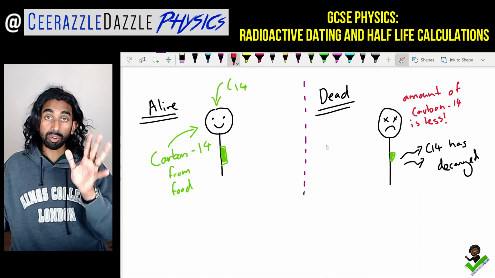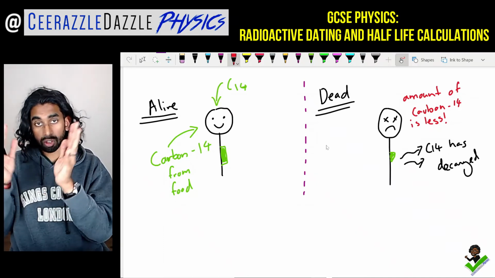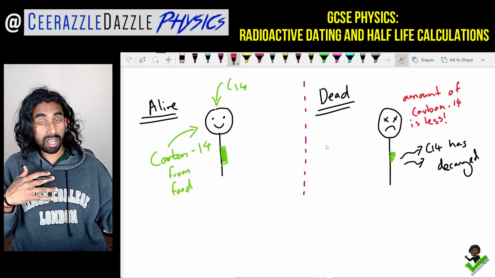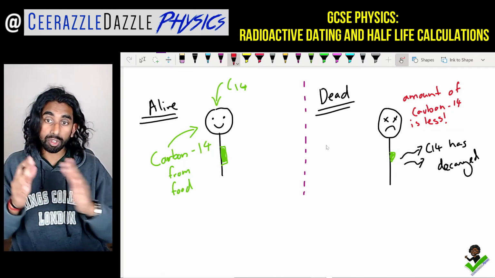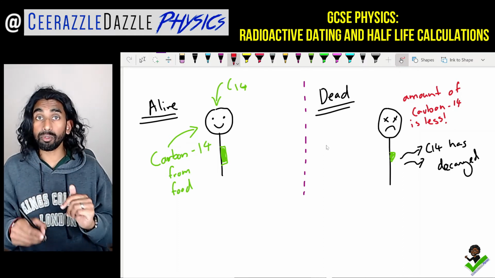Hopefully that makes sense. When you're alive, the carbon-14 is inside you, and it's constant because you're constantly getting carbon-14. But if the organism dies, the amount of carbon-14 will decrease. So the amount of carbon-14 is now less than before.